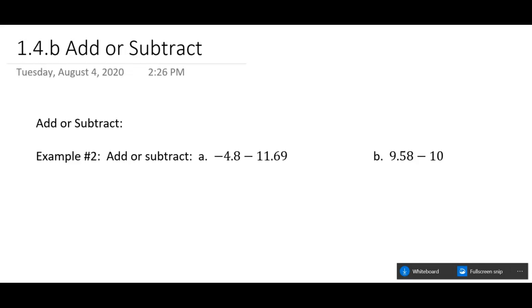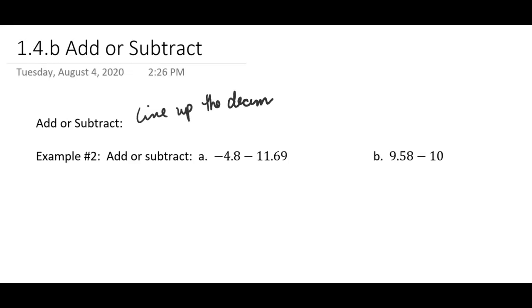Now we're going to talk about adding and subtracting decimals. So the rule for adding and subtracting, this is what we usually say, line up the decimals. Now we still have to follow the rules of positive and negative numbers. So the rules that we have for integers still apply, even though they're not integer numbers.